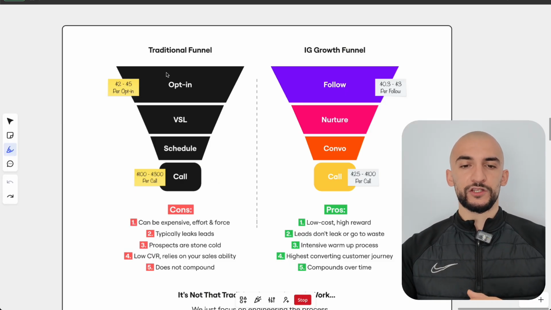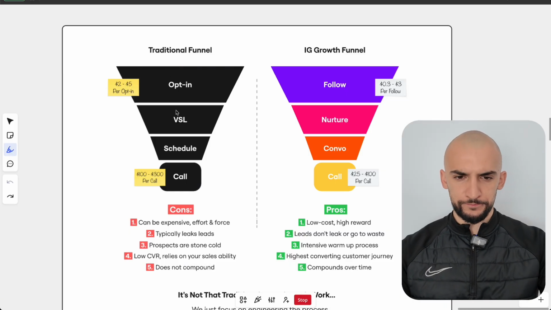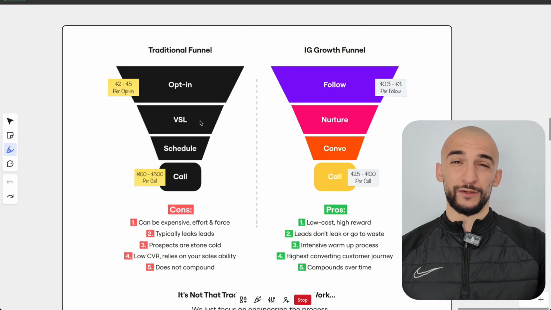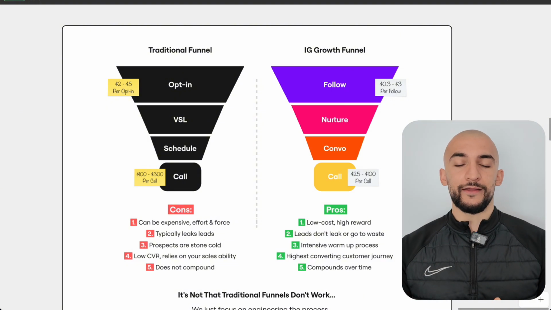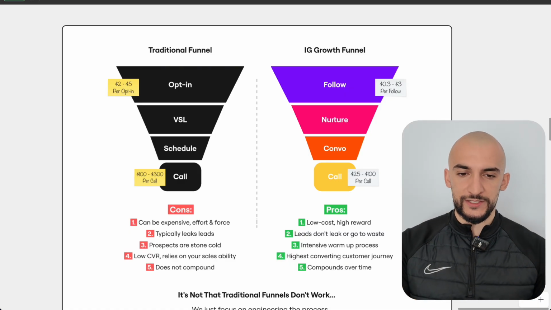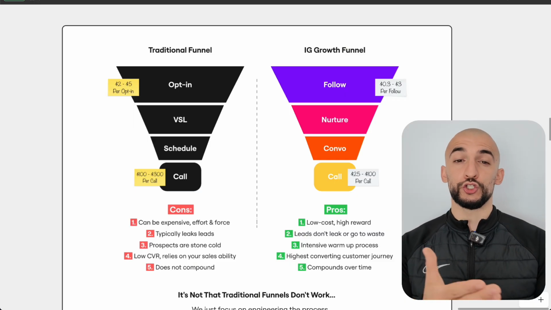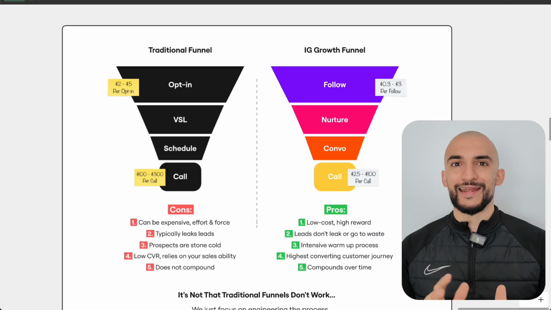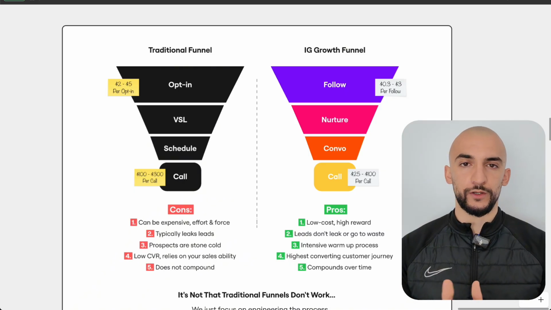So with the traditional funnel, you're usually paying anywhere from $2 to $5 per opt-in. They then go through to the VSL. Some of them don't even watch it. Some of them just watch part of it. And then after watching the VSL, if anyone's interested, they'll go through to the schedule page. People will land on the schedule page. Not all of them necessarily book a call, but for those that do, if you're selling high ticket, you're looking at anywhere from around $100 to $300 per call.